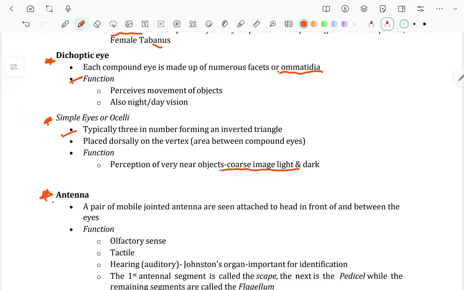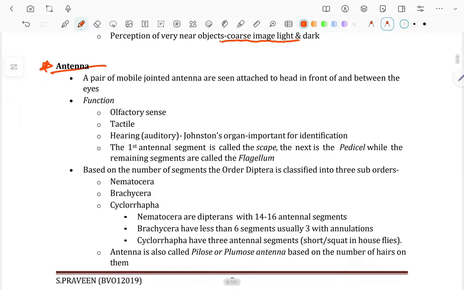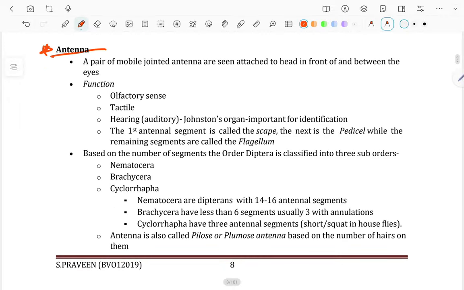Antennae. A pair of mobile jointed antennae are attached to the head in front of and between the eyes. Function: olfactory sense, tactile, hearing, auditory. Johnston's organ, important for identification, auditory.